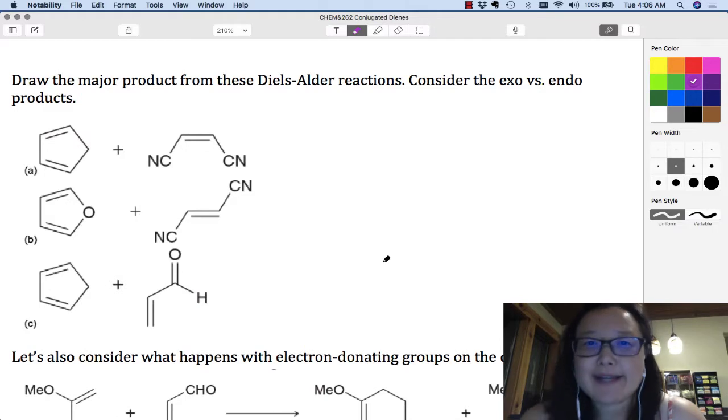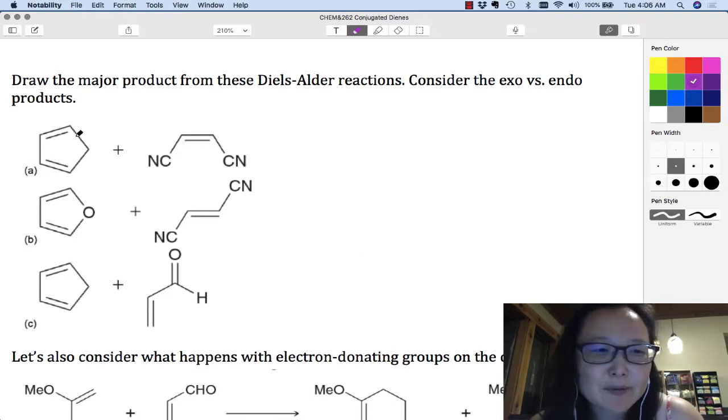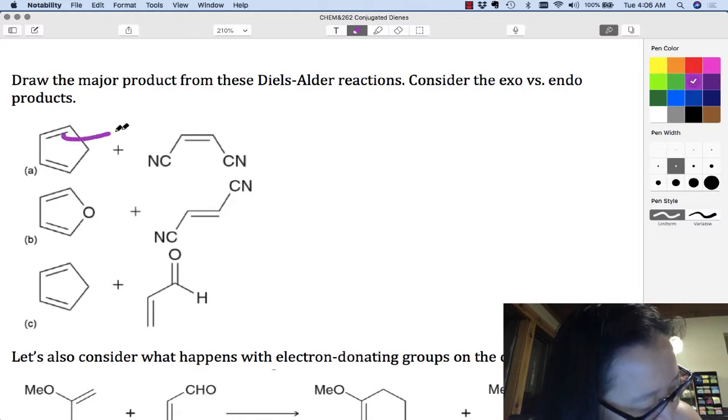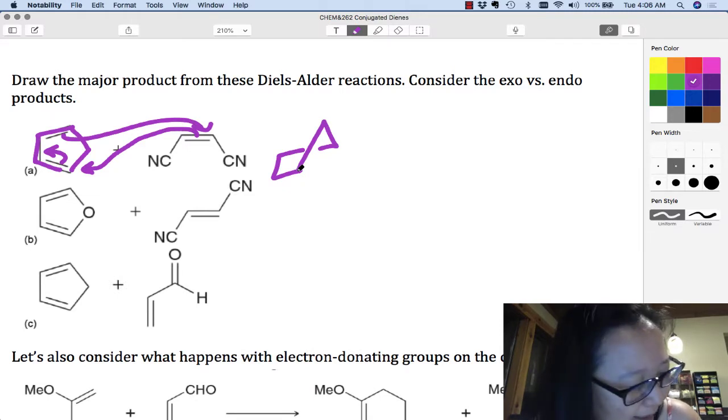So let's do some practice where we consider first what the Diels-Alder product is, and then think about the stereochemistry. Do we have exo or endo? Let's practice drawing them. All of these examples are with the bridged carbon. Once we do the Diels-Alder reaction, I'm going to attack here, attack there, attack there. I'm going to end up with this bridged carbon right there, and then the rest of this ring like this. You'll get used to drawing these with a little bit of practice.